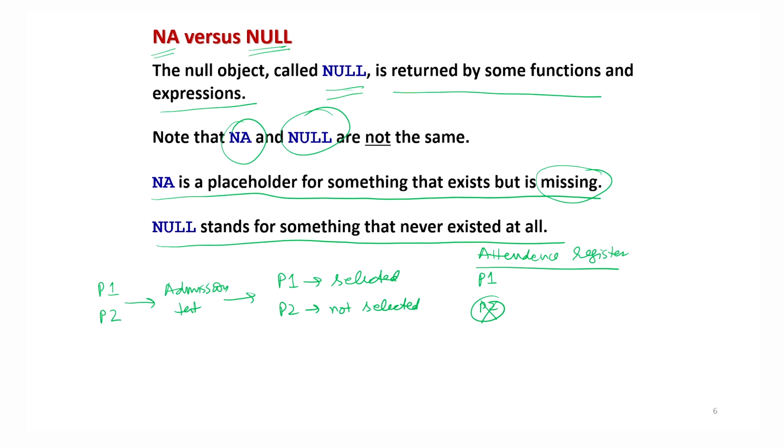So now on a particular day, if during the attendance this person P1 is absent, then the attendance will be marked as absent here. And when we try to take the attendance of person number 2, P2, this will be marked as null, because person number 2 does not belong to that school or that college. So this is what I meant: null stands for something that never existed at all. Person number 2 never existed in the school, so the name of person number 2 will not be present in the attendance register, and it will be marked as null. So this is the basic difference between NA and null.